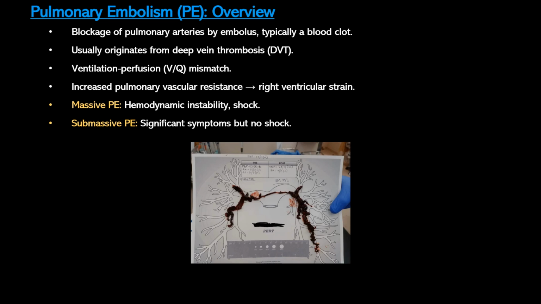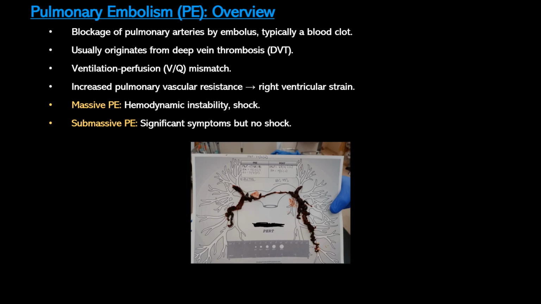Pulmonary embolism is a life-threatening condition where one or more pulmonary arteries are suddenly blocked, most often by a blood clot that has traveled from the deep veins of the legs, a condition known as deep vein thrombosis. The blockage causes a ventilation-perfusion mismatch, as blood flow is obstructed in well-ventilated alveoli, which impairs oxygenation. In severe cases, increased pulmonary vascular resistance leads to right ventricular strain and can progress to shock or cardiac arrest.